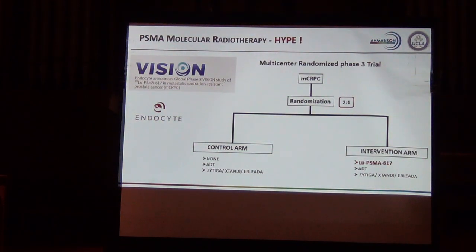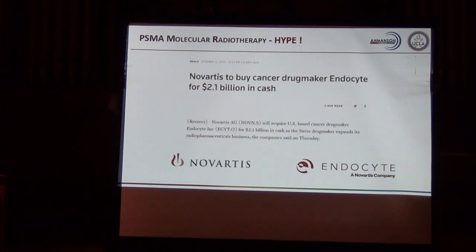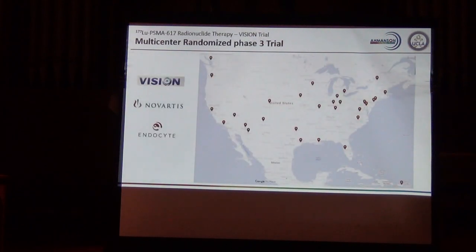Of course, industry is interested in that. So there is a company called Endocyte that started a big phase 3 randomized trial in which they randomized patients to either get lutetium PSMA versus standard of care treatment. This company has been bought by Novartis because Novartis truly believes that it will be successful and they invested $2 billion in it. So there is a lot of hope, hype, noise around that. This study now is a big multi-center randomized phase 3 trial. There are like 60 sites worldwide. UCLA was part of this study. I will go into a little bit of detail later on.